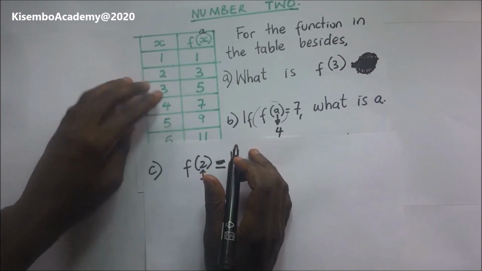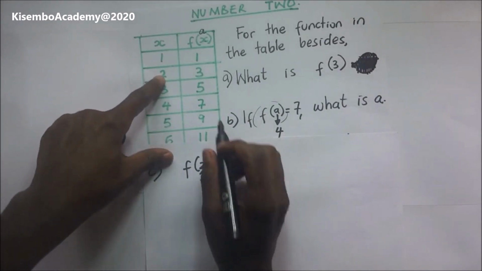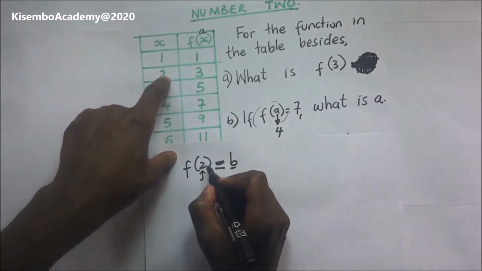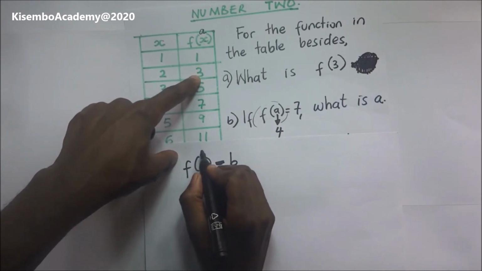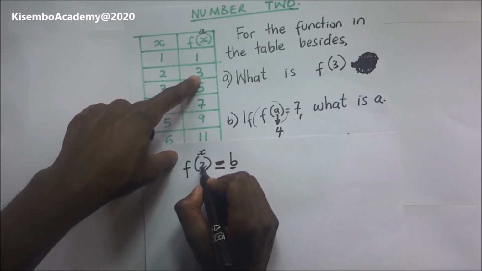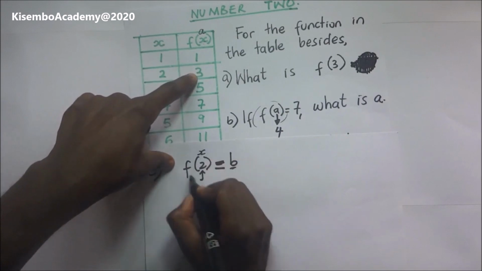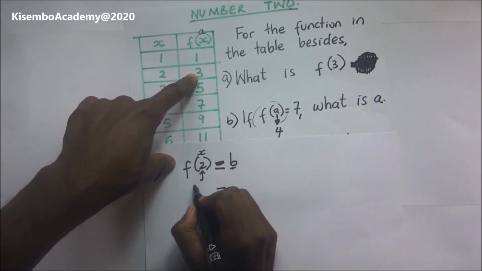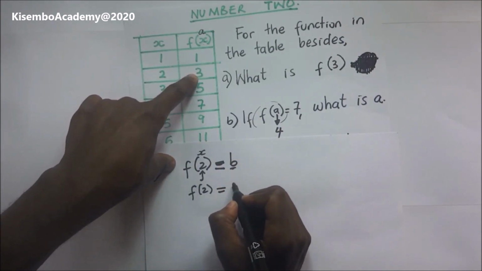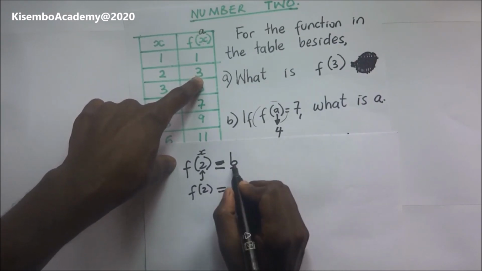So we come to our table. When the value of x is 2, f of x is going to be 3. So the function here is equal to 3. It means that f of 2 is 3. Therefore, our value of b is 3.